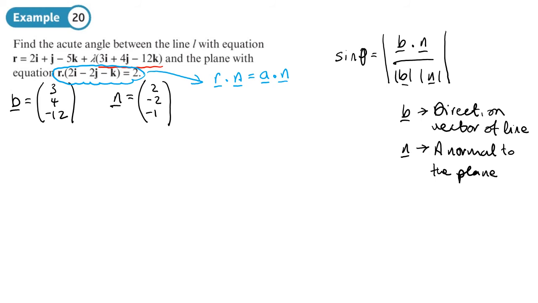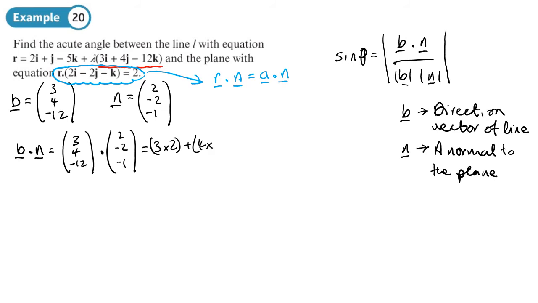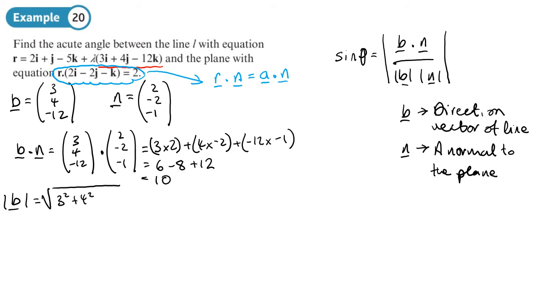Well, I suppose the first thing is we'll work out the dot product and the length. So b dot n is going to equal 3, 4, negative 12 dot 2, negative 2, negative 1. So that will be 3 times 2 plus 4 times negative 2 plus negative 12 times negative 1. So it's going to be 6 minus 8 plus 12, which is 10. And then I want the length of b, so I just do Pythagoras on the three numbers 3, 4 and negative 12.